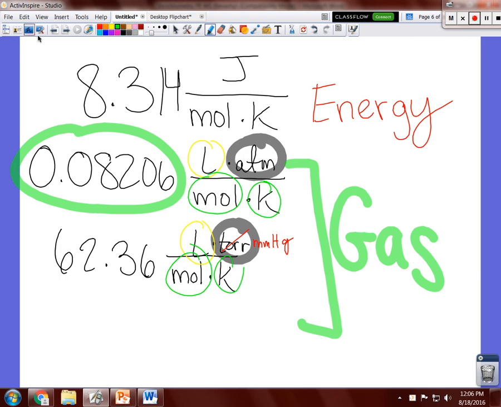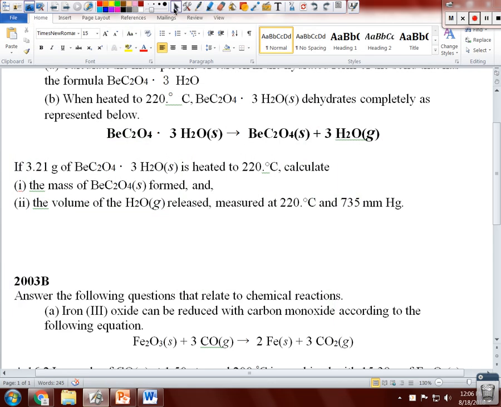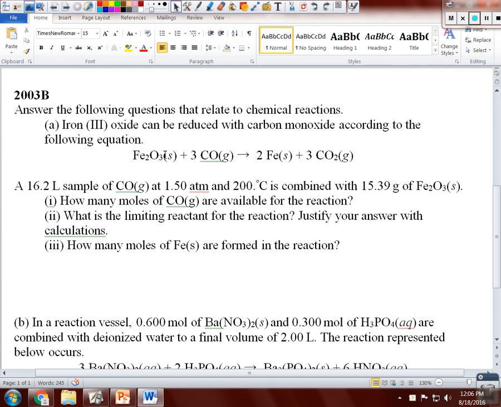All right. Any questions? But is logic coming through? Does it make sense? As long as it makes sense, we're good. That's okay. We've got plenty of time for you to remember it. All right, so the next question. Answer the following questions that relate to the chemical reactions. Iron 3 oxide can be reduced with carbon monoxide according to the following equation.